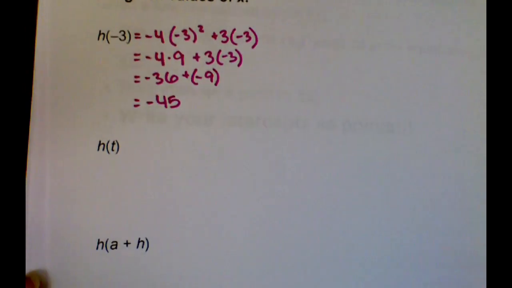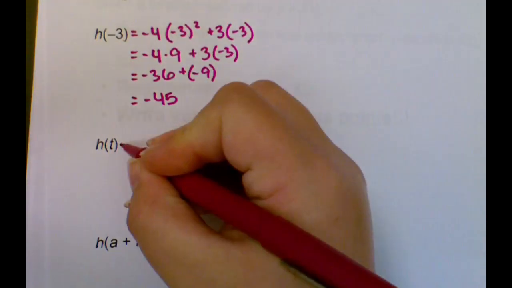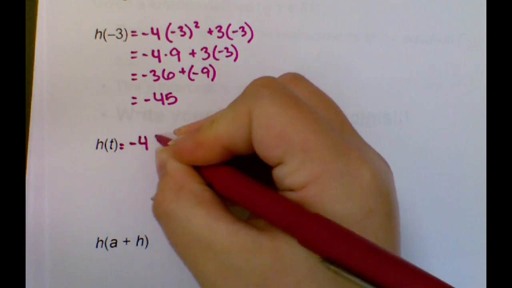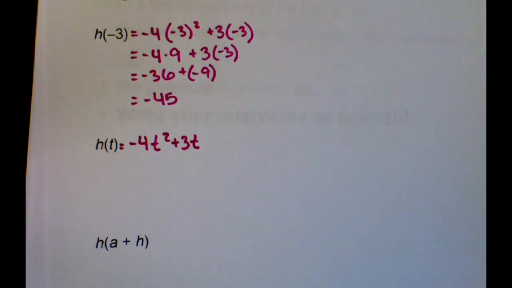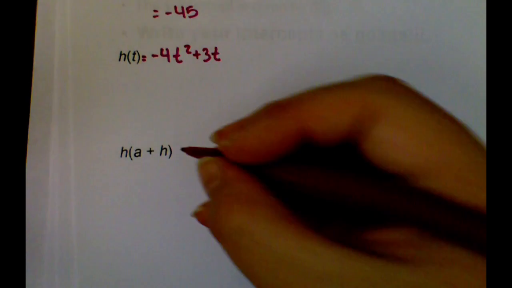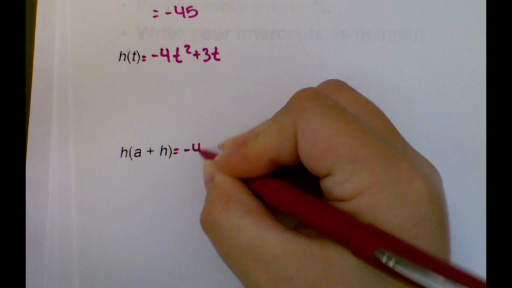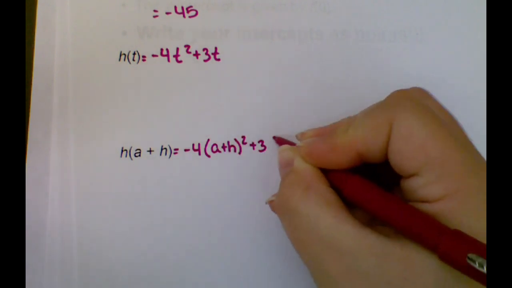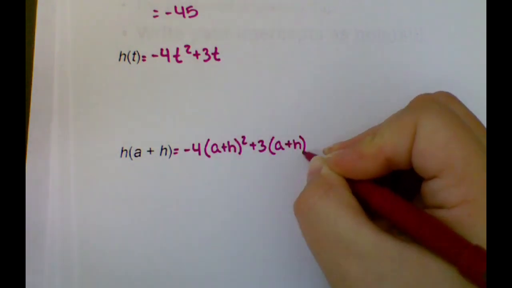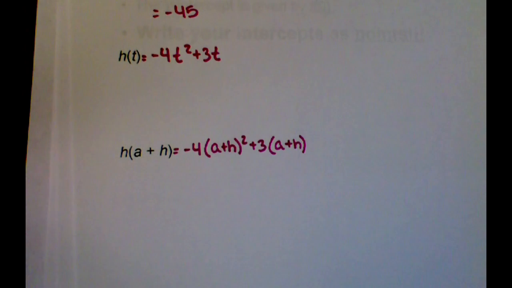Now let's try h of t. Well, I plug in t for all my x's. Negative 4 times t squared plus 3 times t. All I did was switch the variable, and that's all I can do. There's my answer. And for a plus h, I'm going to plug in negative 4 times a plus h squared plus 3 times a plus h. Now we have to simplify this, square it out, distribute, all that fun stuff.